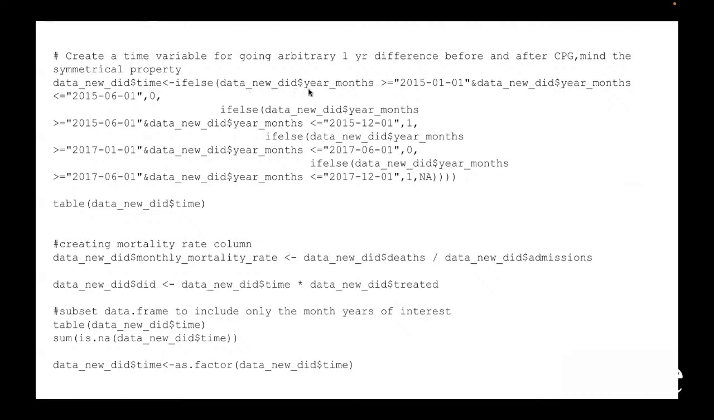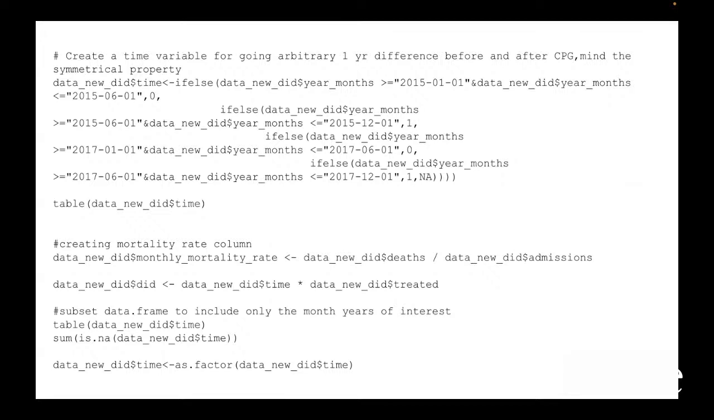So I choose, because the intervention was done in July 2016, to take patients from 2015. One year before 2016 is 2015. So I took patients from January to June 2015 and called them zero, that means they are the control group. And from June to December 2015, I call them one, which is the treatment group. So this is the 1 year before intervention.